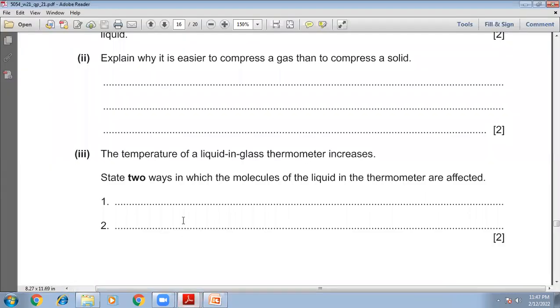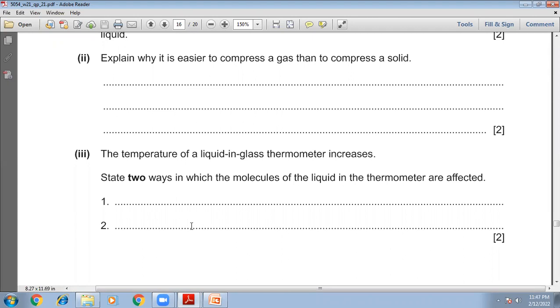Okay, so let's go to the next question. He says that the temperature of a liquid in glass thermometer increases. State 2 ways in which the molecules of a liquid in the thermometer are affected. So you see, the temperature of a liquid in glass thermometer has increased. So state 2 ways in which the molecules of a liquid in the thermometer are affected.